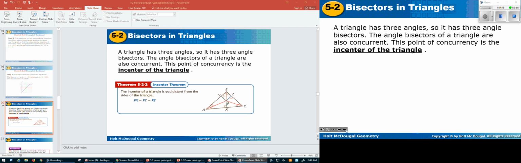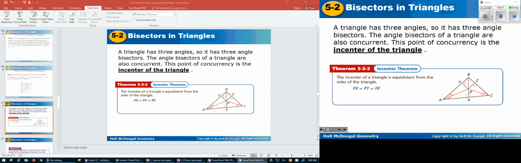Okay, stay with me. All right, so it says a triangle has 3 angles, so it has 3 angle bisectors. I already told you that. So we're back to this last theorem we talked about in 5.1. We're now going to apply it to our triangle. A triangle has 3 angles, so it's going to have 3 angle bisectors. Just like with the perpendicular bisectors.